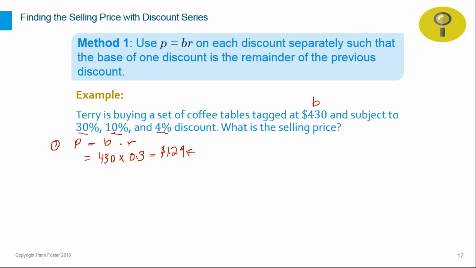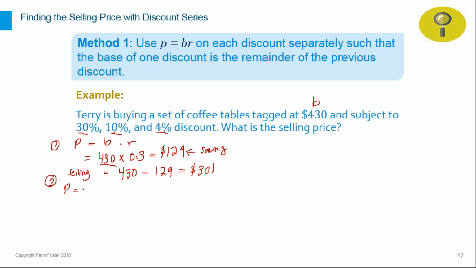Well, 129 actually is the savings. So we're still in step number 1. So you have to find the selling price here. Selling price equals 430, the base, minus the savings, because we found P, the savings, the percentage, minus 129, equals now the new tag price, which is $301.